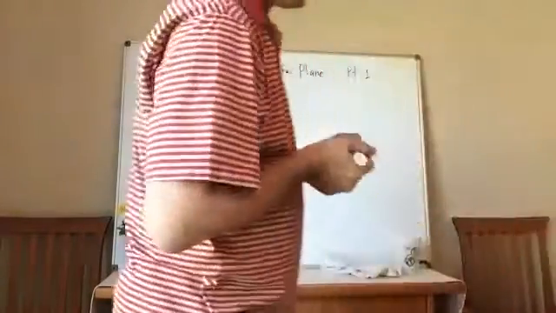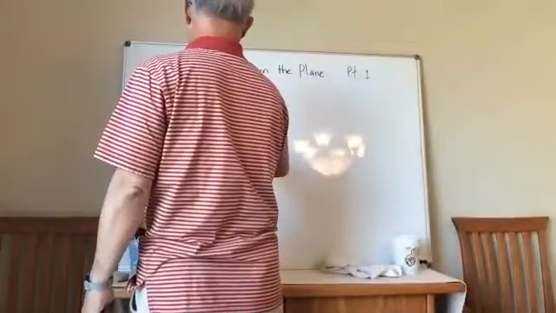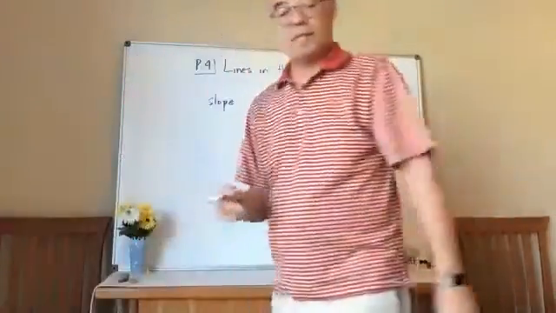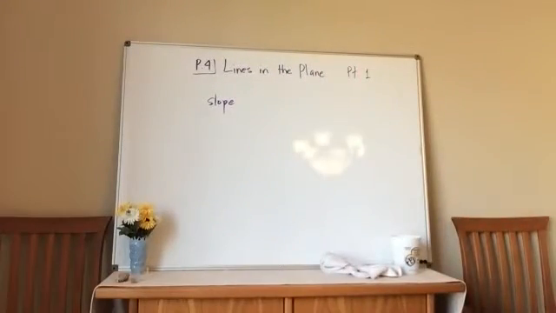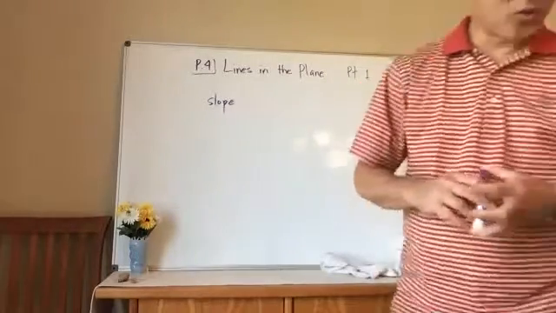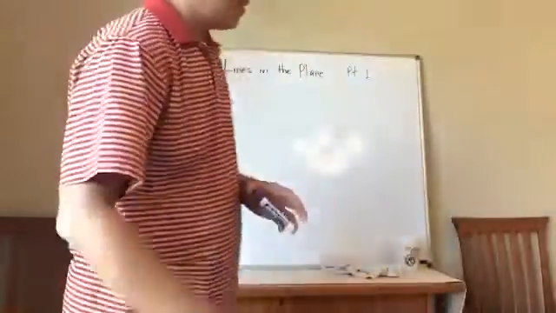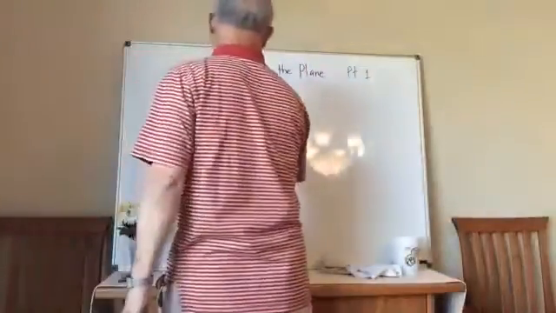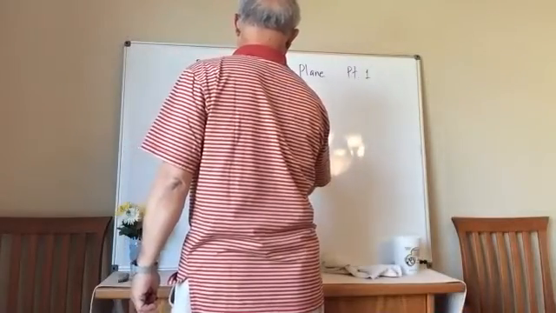So let's look at lines in the plane. The first thing we're going to talk about is the slope. Can anybody tell me what the slope of a line is? Brady. Yes. It's rise over run. Slope of the line is rise over run, he says.